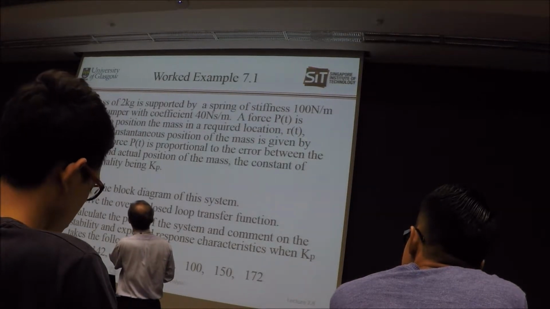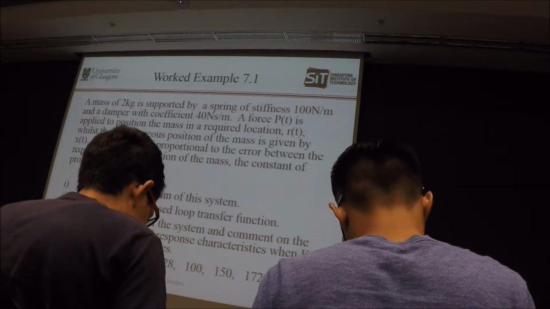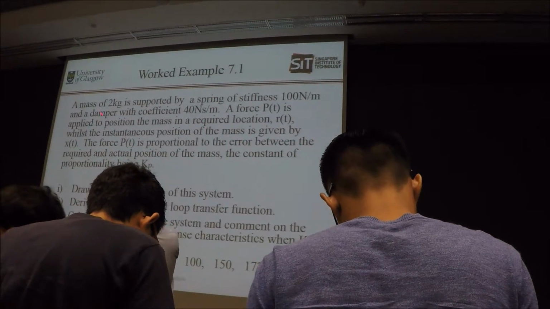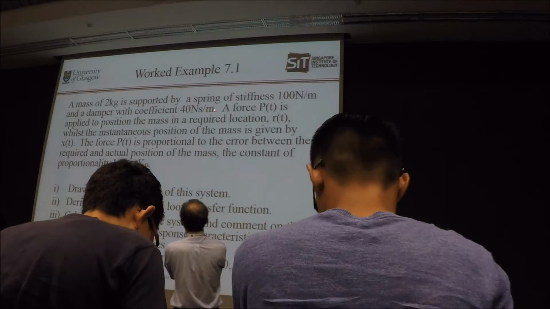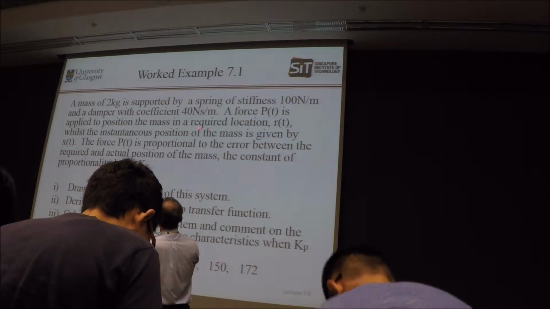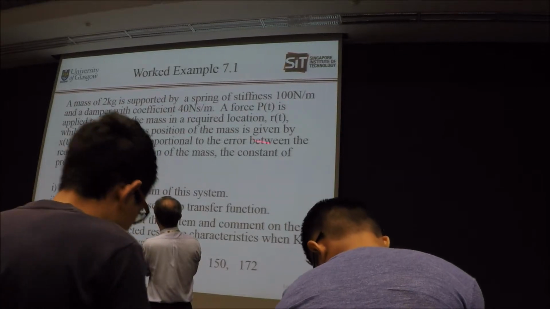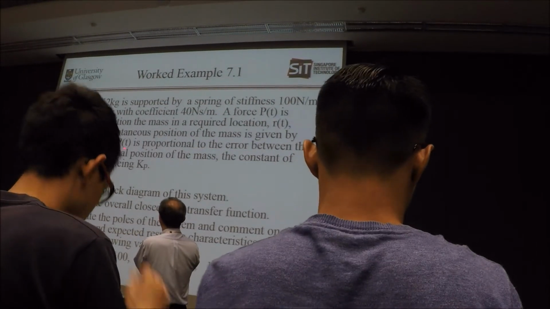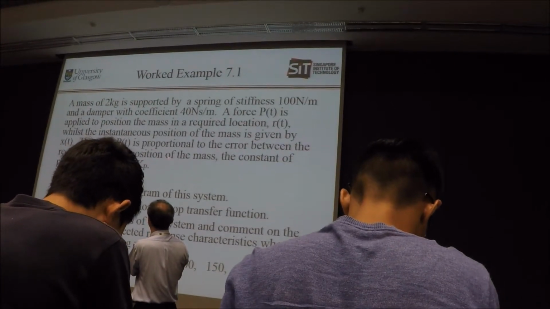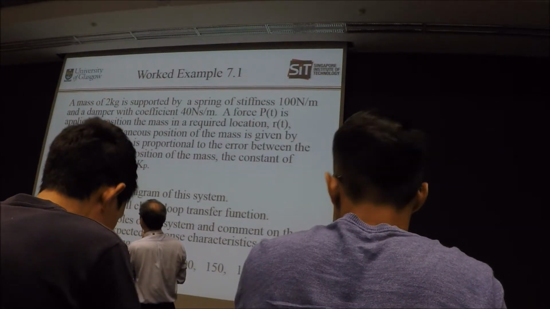Okay, let's take a look at this worked example. You have a mass of 2 kilograms supported by a spring of stiffness 100 Newton per meter and a damper with coefficient 40 Newton second per meter. A force P is applied to position the mass in the required location r(t), while the instantaneous position of the mass is given by x(t). The force p(t) is proportional to the error between the required and the actual position of the mass, and the constant of proportionality in this case is Kp.